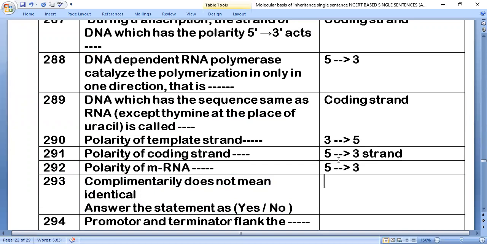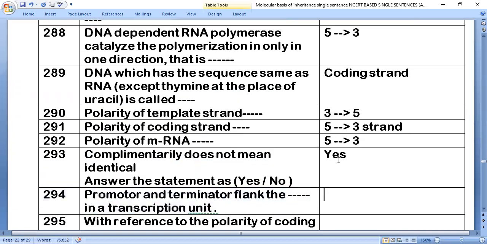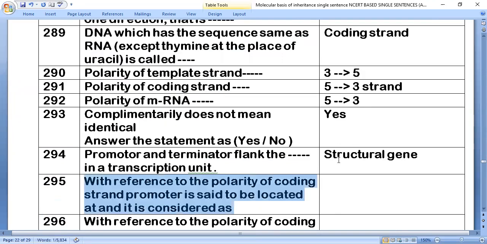Answer the statements as yes or no. Yes. Promoter and terminator flank the structural gene in a transcription unit. With reference to the polarity of the coding strand, the promoter is said to be located at the 5' end, and it is considered upstream.